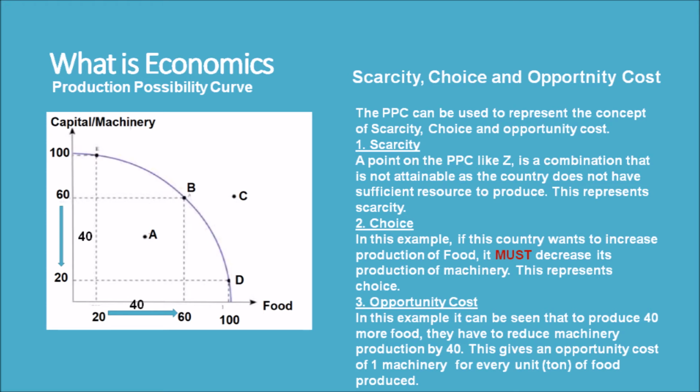In this example, if this country wants to increase production of food, it must decrease its production of machinery. This represents choice. 3. Opportunity cost. In this example it can be seen that to produce 40 more food, they have to reduce machinery production by 40. This gives an opportunity cost of 1 machinery for every unit, ton, of food produced.